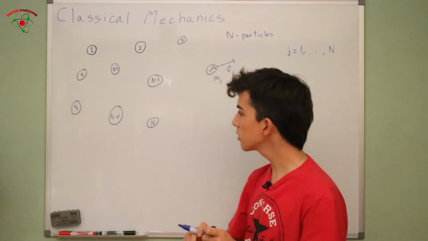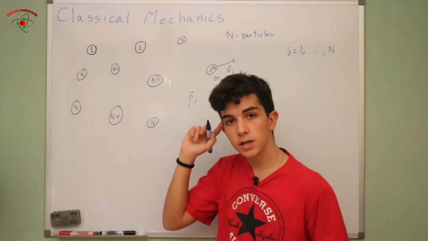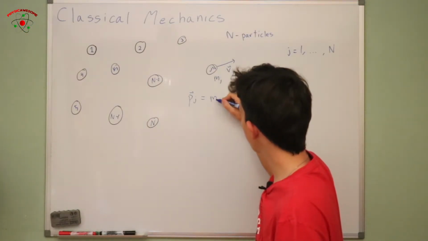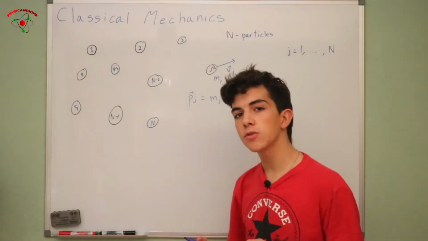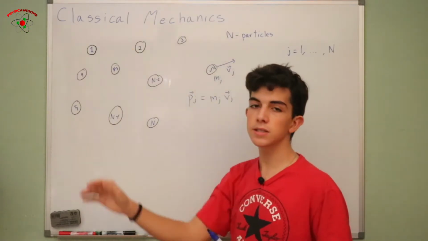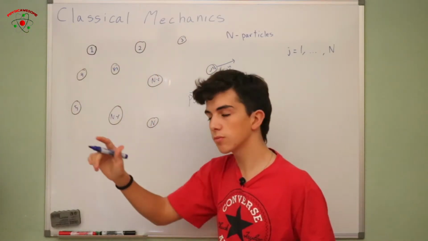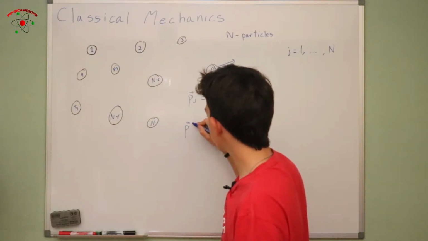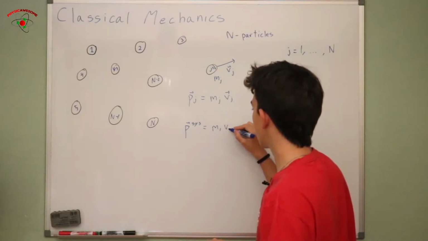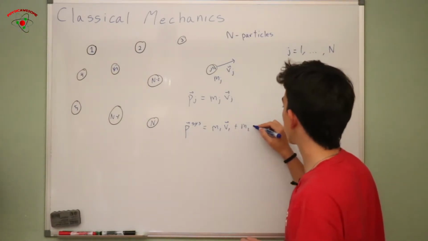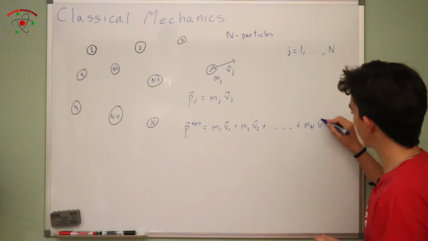Then we can see that we're going to have a momentum for each of your particles that is going to be p_j, and it's simply going to be m_j times v_j. And if we try to compute the momentum of the total system, it's going to be the sum of each individual momentum. That is, the momentum of the system is going to be equal to m_1 v_1 plus m_2 v_2 all the way up to m_n v_n.